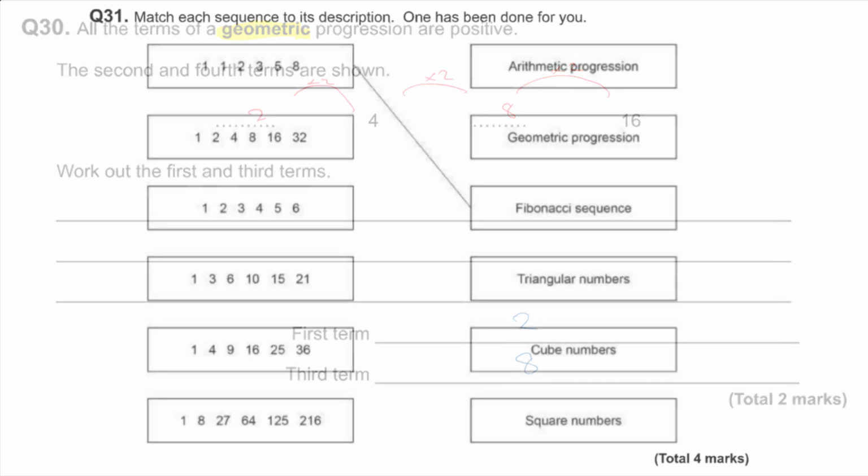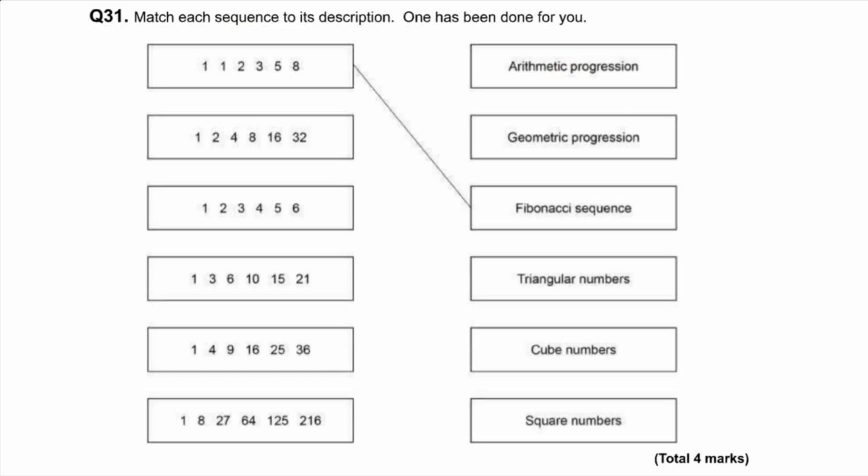Question 31, match each sequence to its description. So 1, 1, 2, 3, 5, 8, that's the classic Fibonacci sequence. 1, 2, 4, 8, 16, 32. Now these are doubling each time or multiplying by 2, so similar to the last question, this is a geometric progression, isn't it, where you've got a common ratio.